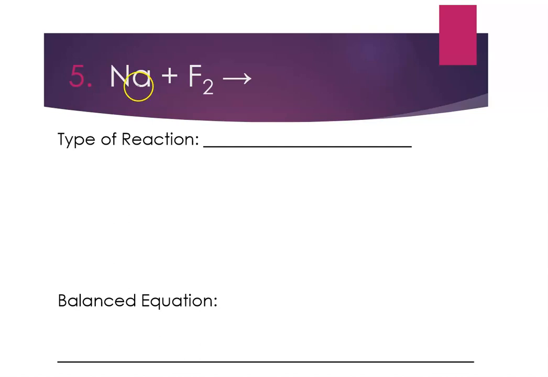Next up, Na plus F2. This is not CH plus O2. This is not one reactant because there's a plus sign. It's 2 reactants, both elements, so it is synthesis. So for synthesis, I need to either cancel or cross my charges. Na is in group 1, so it is a 1+ charge. F is in group 17, so it's a 1- charge.